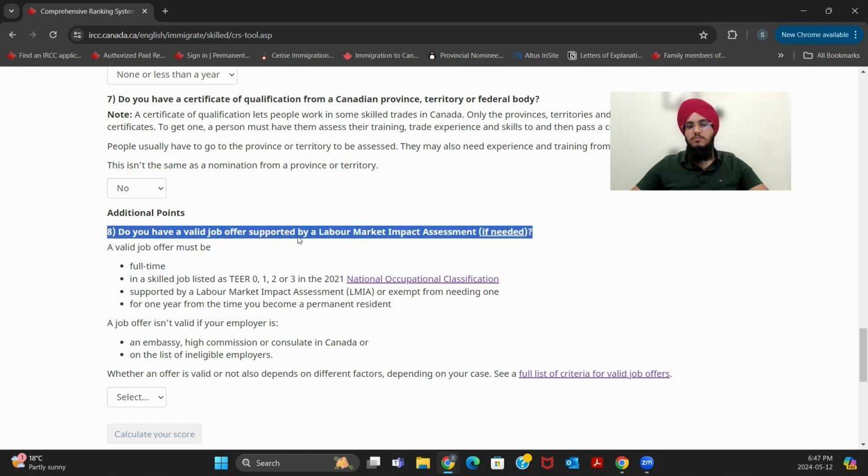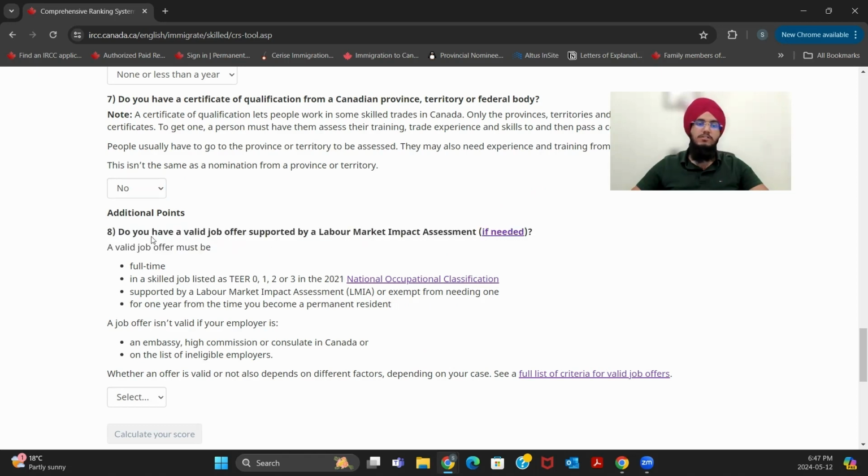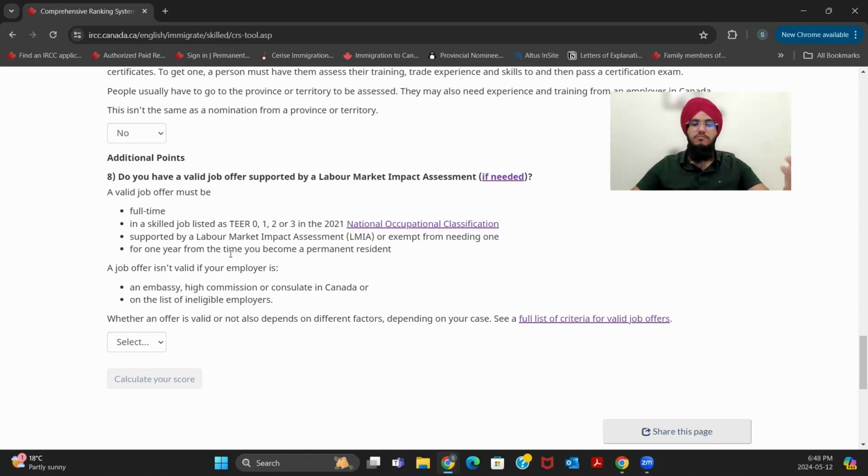And do you have a valid job offer supported by LMIA? This is where people mostly make mistakes. A valid job offer, if you're, let's say, working on a PGWP with any employer and they give you an employment letter, that is not a valid job offer, right? That job offer must be supported by an LMIA. This is a completely different topic, right? But most of the time, people don't have that unless you ask your employer to support you in your permanent residency application. If they do, you get 50 points.